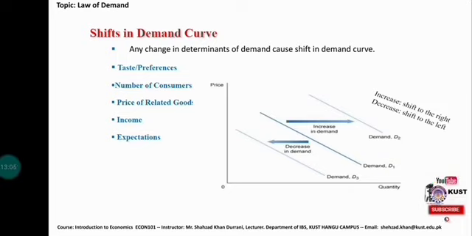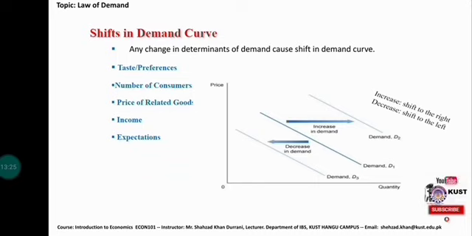Number of consumers, the second one. If the number of consumers suddenly increases for a certain product, we can see an increase in demand, so the demand curve will shift towards the right. And if the number of consumers is reducing, then we can see a decrease in the demand, so the demand curve will shift towards the left.